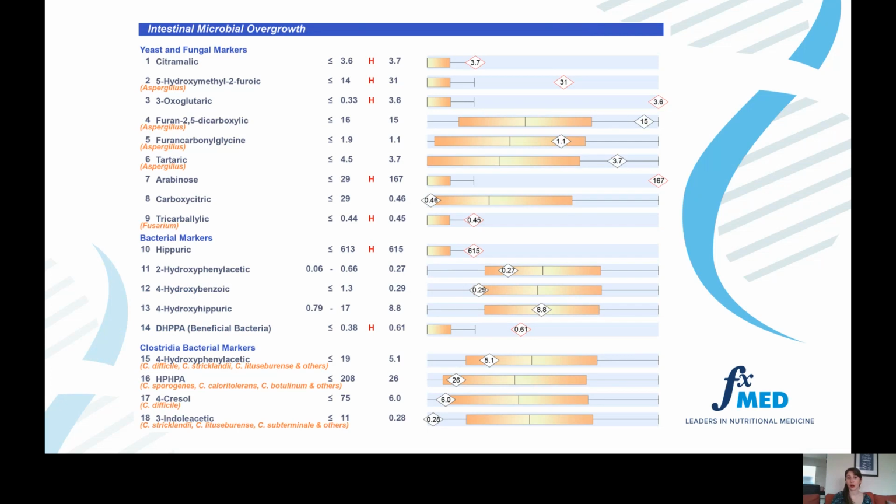Arabinose in particular is a marker for Candida, so that might be part of this person's picture. And we also see some high bacterial markers, hippuric acid, as well as DHPPA is high as well. So definitely something to explore dysbiosis potentially with this client, this patient.